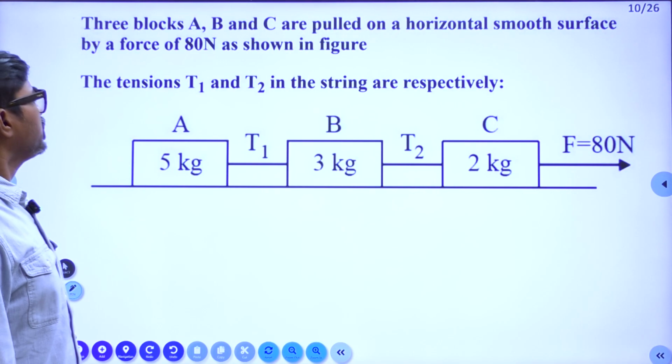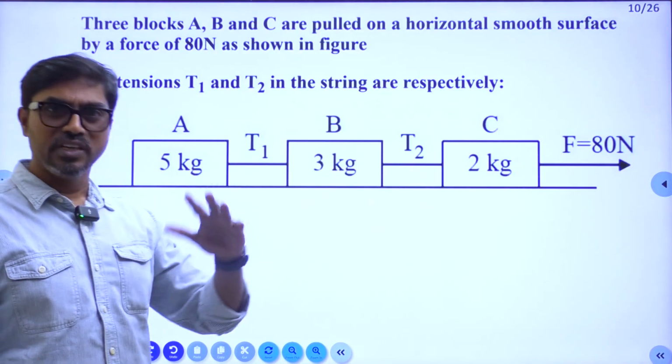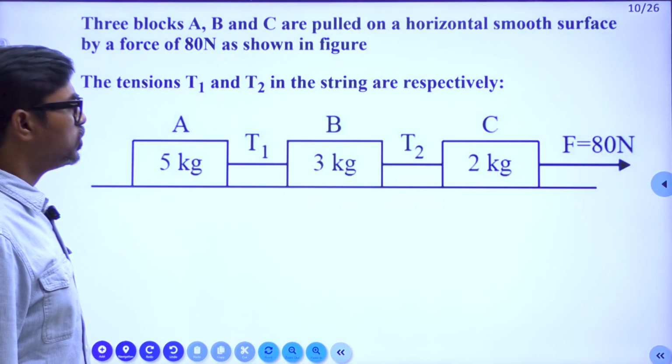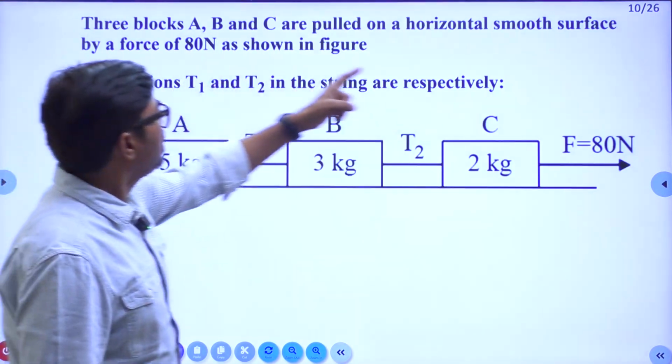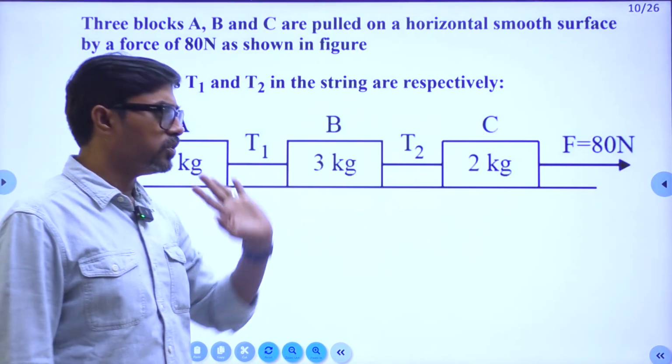Right, next. 3 blocks A, B and C are pulled on a horizontal smooth surface. Actually, this problem was given in the NEET exam. Again, same database, so we got it in JEE Mains as well. These are all PYQs anyway. So what are they saying? They are applying 80 newtons there. They are asking you to find tensions T1 and T2.